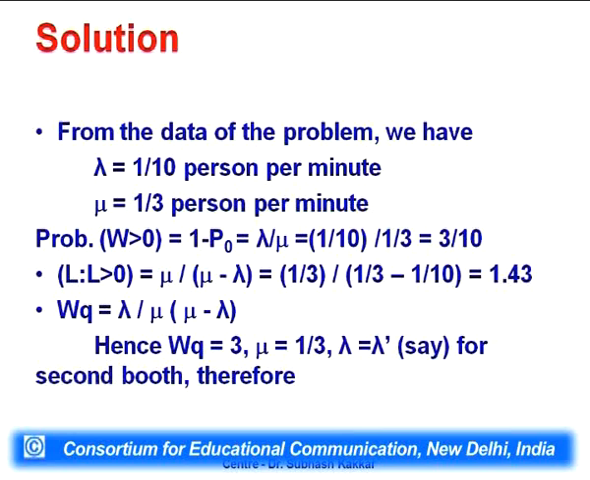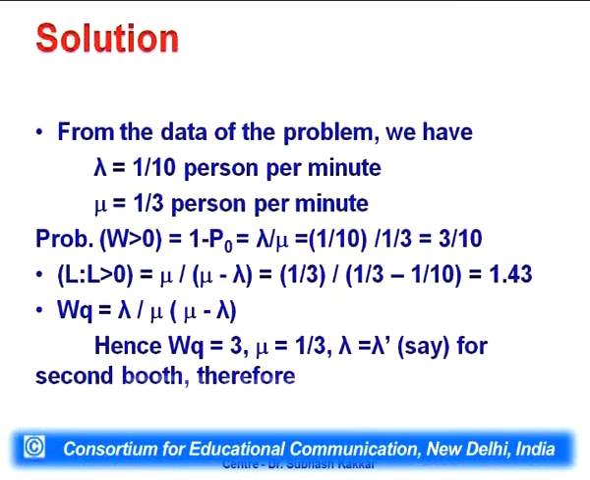Now, we want to know the probability of W greater than 0, which is equal to 1 minus P0. We want to find out the probability of getting queues. Here we subtract the probability of an empty queue from 1, which is equal to lambda by mu, which is equal to 1 by 10 divided by 1 by 3. 1 by 10 is the value for lambda, 1 by 3 is the value for mu. The answer is 3 by 10, rather 0.3. So, the first answer we get is 3 by 10. Next is L greater than 0.